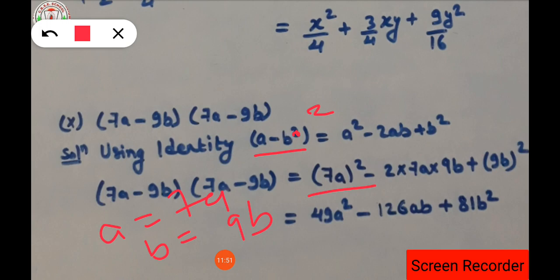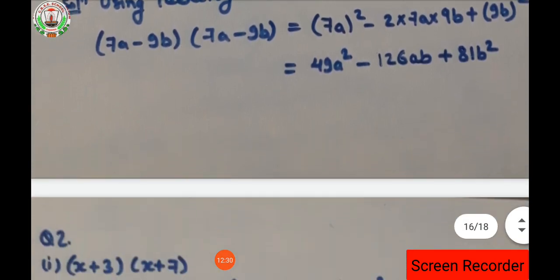Then it will become 7a square minus 2 into 7a into 9b plus b square, that means 9b square. So 7a square will be 49a square, multiplying minus 2 into 7 into 9 it will be minus 126 ab, plus 9 into 9 is 81, b into b is b square. So the answer is 49a square minus 126ab plus 81b square.